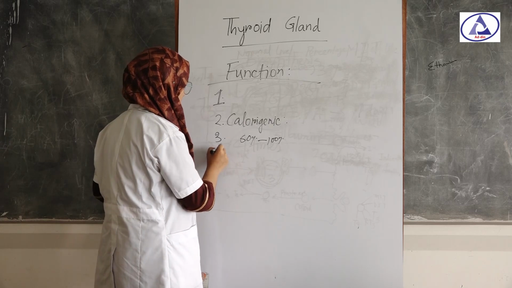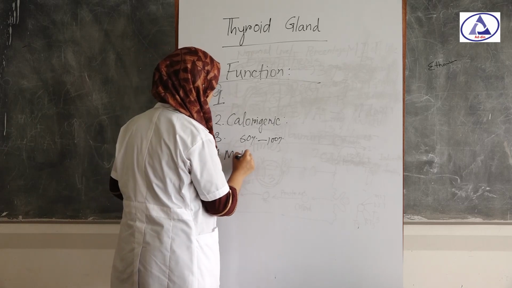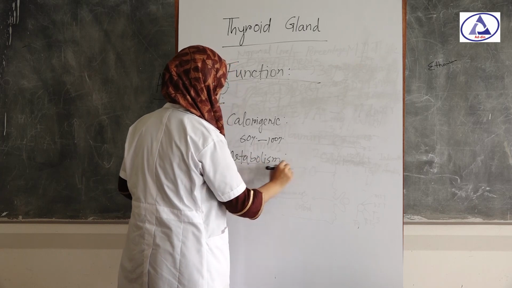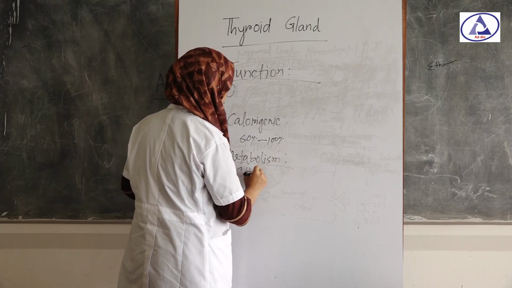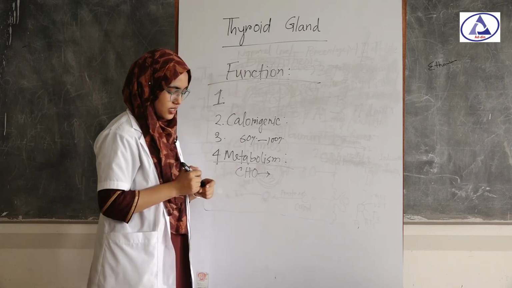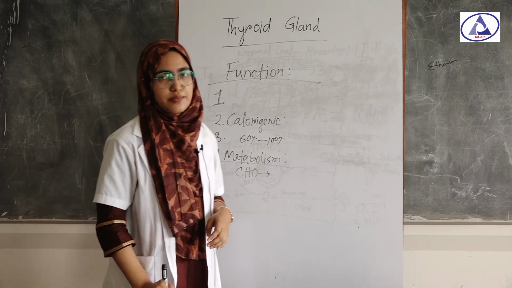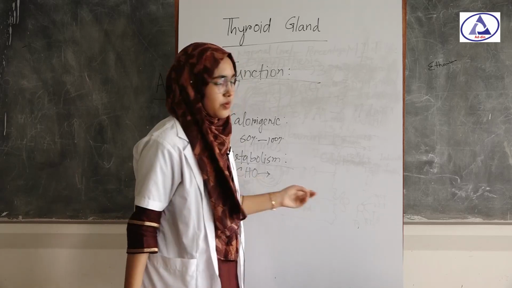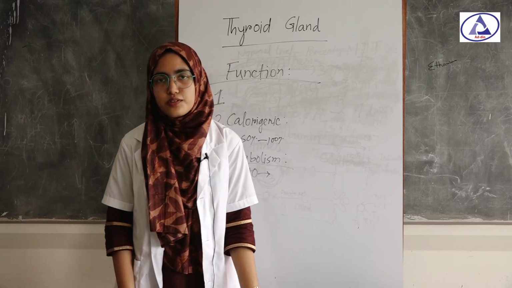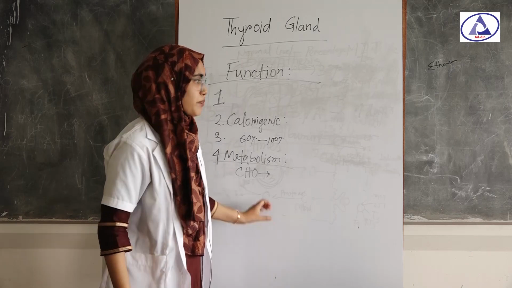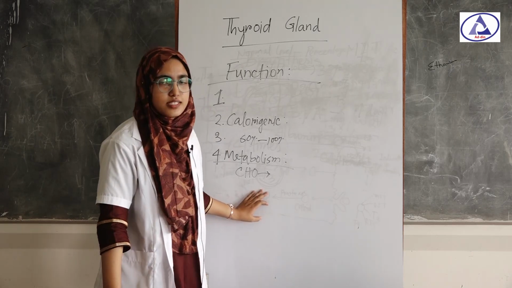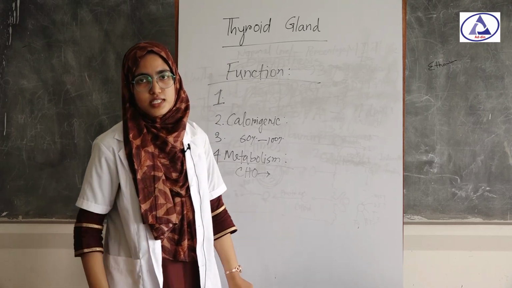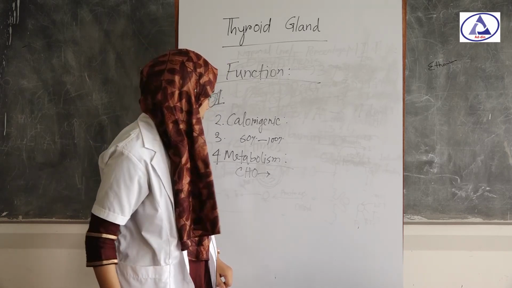Then, what are the functions on metabolism? On carbohydrate metabolism, thyroid hormone increases the blood glucose level. How does the thyroid hormone increase blood glucose level? Thyroid hormone increases blood glucose level by increased uptake of glucose by the cell, increased rate of absorption from the GIT, increased gluconeogenesis and increased glycolysis.